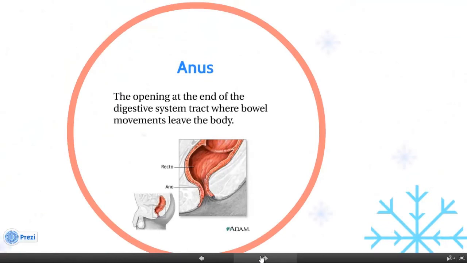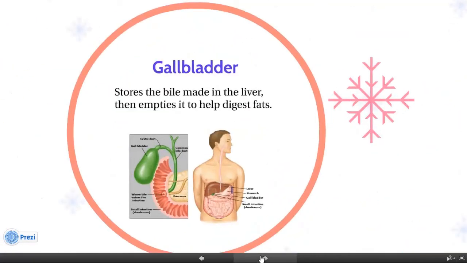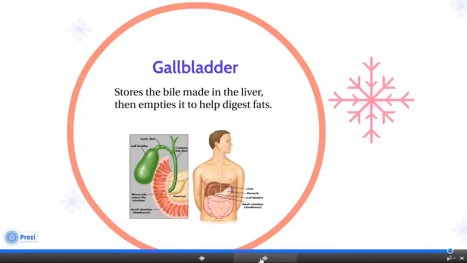The anus. The opening at the end of the digestive system tract where bowel movements leave the body. The gallbladder stores the bile made in the liver, then empties it to help digest fat.